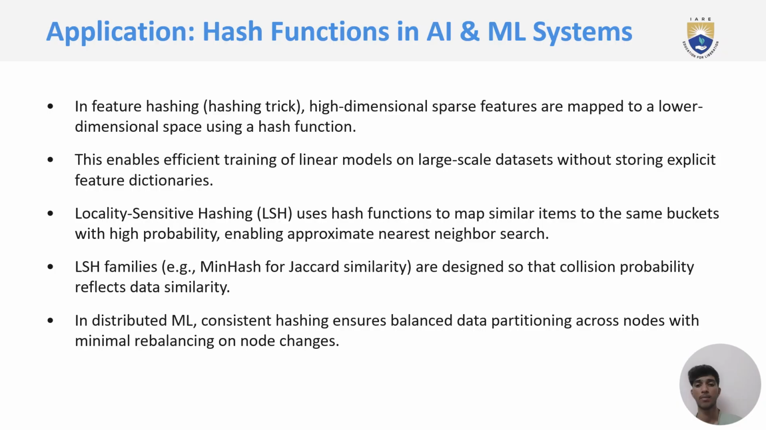Applications in AI and machine learning. Hash functions also play an important role in AI and machine learning systems. One example is feature hashing, also known as the hashing trick. This technique reduces high dimensional data into a smaller representation. Another application is locality sensitive hashing, which helps find similar data points quickly. In distributed machine learning systems, consistent hashing is used to distribute data across multiple servers. These techniques enable scalable machine learning on large datasets.